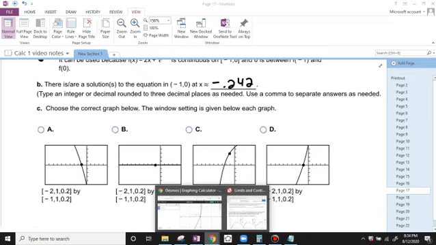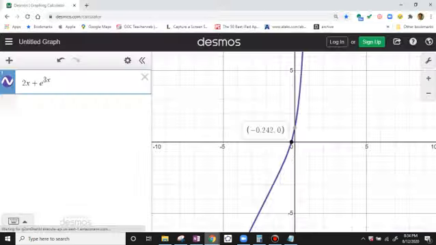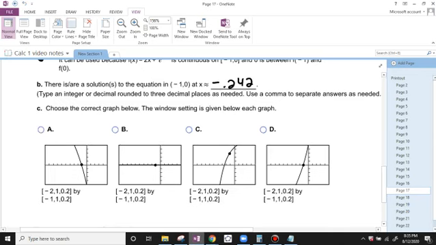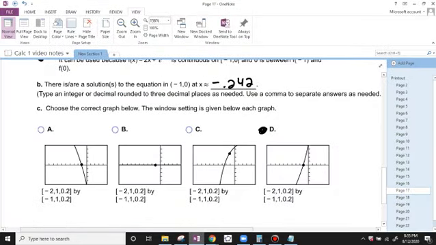And looking at the picture, I guess we can zoom in to see what it looks like. Okay, let's see what picture this matches. Looks like it matches D. Just double check. Yep.